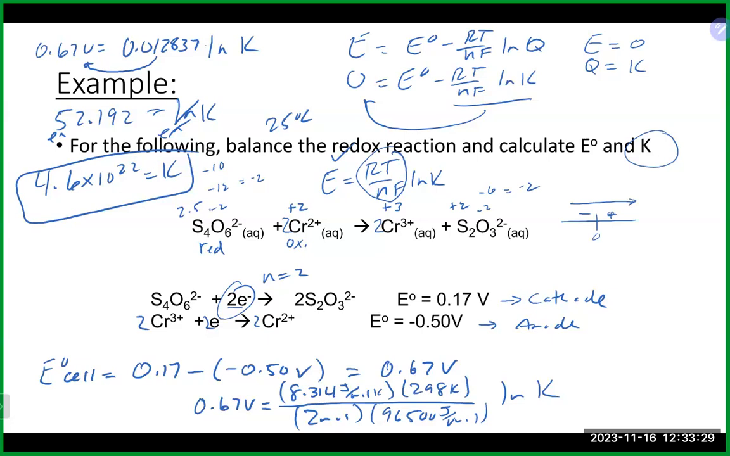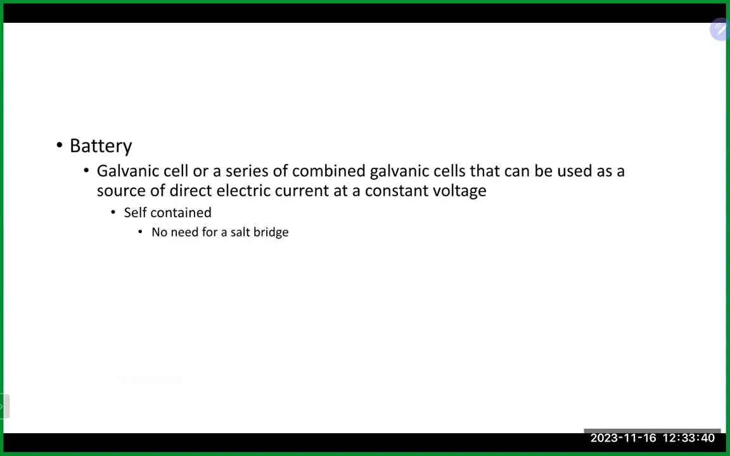Question on Nernst equation, calculating K, E, B, C. All right. So continuing on, let's talk about batteries. Why not? Because that seems to be what's on the slide. So we're going to talk about batteries here.